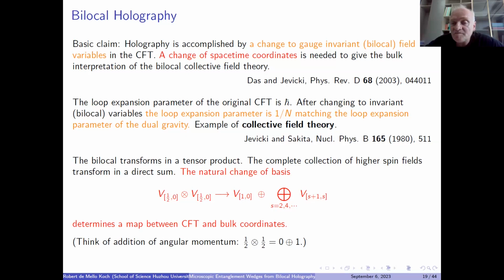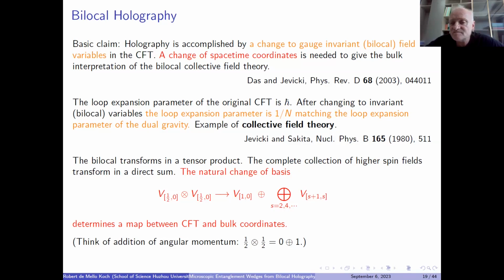This is an example of a very general method to perform this change to invariant variables, known as collective field theory. And that would be applicable, for example, to matrix models as well. A step just like this, where you would change to invariant variables, would once again change you from a loop expansion parameter h bar to a loop expansion parameter 1 over N. So that explains the need to change to gauge invariant bilocal fields.